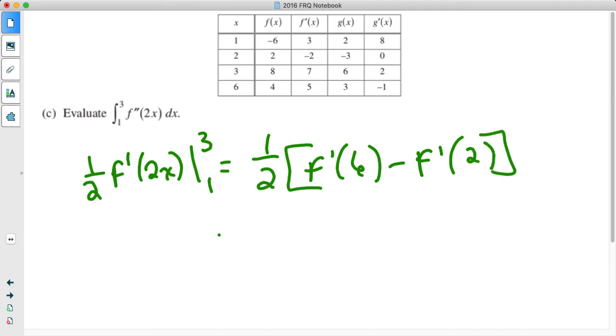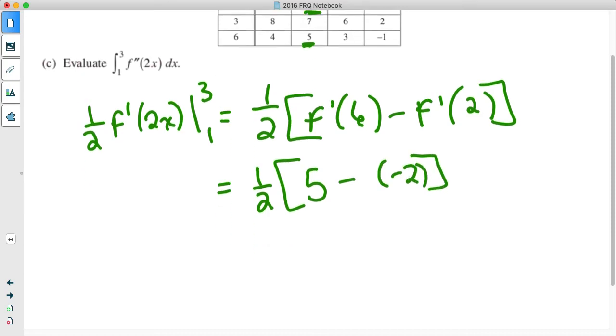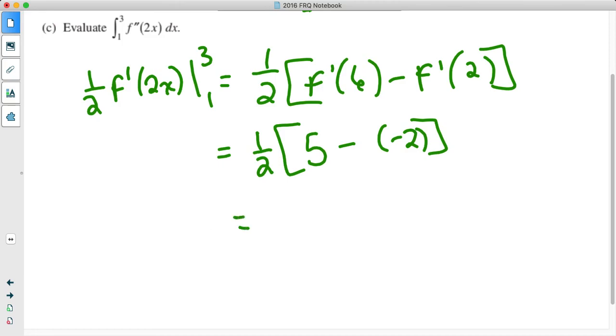The calculus part is pretty much over. Now we're looking at our table, seeing what we got here. So f prime of 6, here's my f prime column, f prime of 6 is 5, minus f prime of 2, f prime of 2, negative 2. So I'm ending up with 1/2 times 7, which is 7 over 2. Final answer.